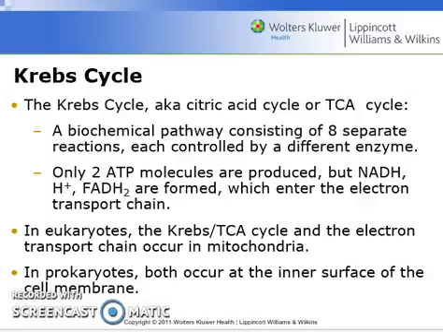Now, the process itself will take place in the mitochondria, and once the Krebs cycle has finished, the electron transport chain is the next biochemical pathway that will take place in the process of cell respiration. If we are talking about prokaryotic organisms, and prokaryotic organisms are going to be things like bacterial cells, then the Krebs cycle is going to occur in a different location. It will occur in the inner surface of the cell membrane of a bacterial cell.